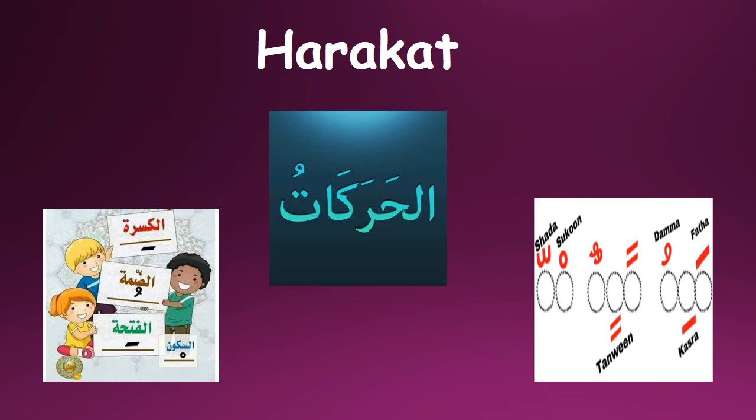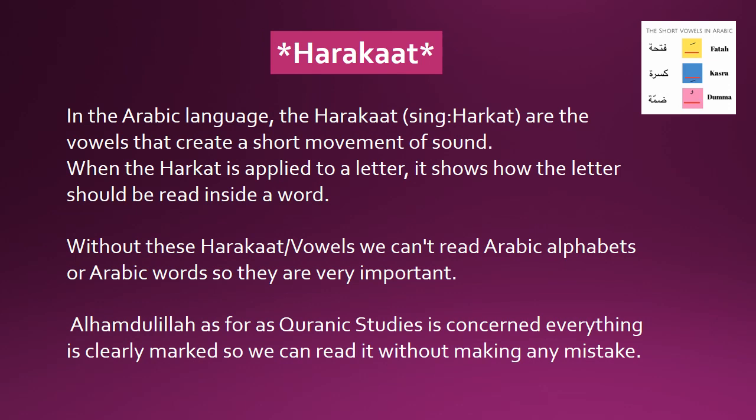As we have learned the Arabic alphabets, all their similarities and the confusion, now the next step is to learn harkaat. What are harkaat? In the Arabic language, the harkaat, singular harkat, are the vowels that create a short movement of sound. When the harkat is applied to a letter, it shows how the letter should be read inside a word. Without these harkats or vowels, we can't read Arabic alphabets or Arabic words, so they are very important.